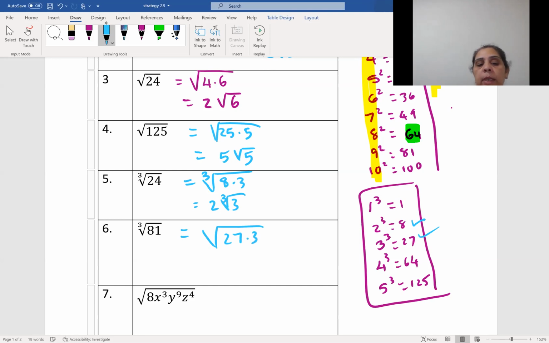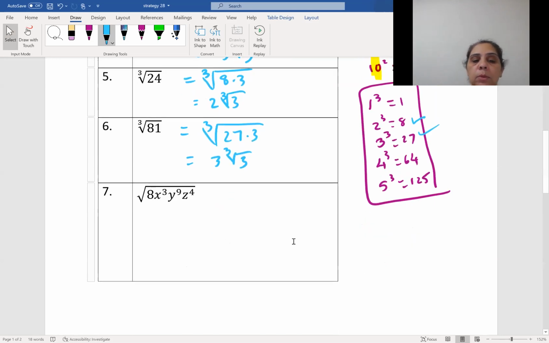27 times 3 is 81. So we can do the cube root of 27 is 3, and here is 3. And don't forget to write the index. Now here we have variables also.